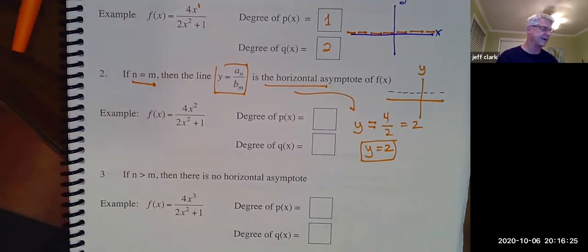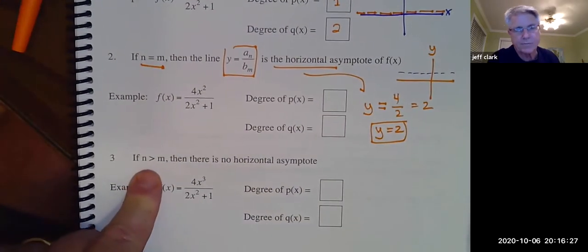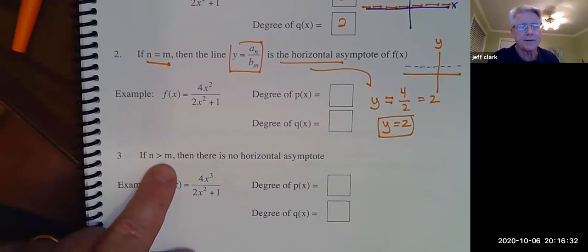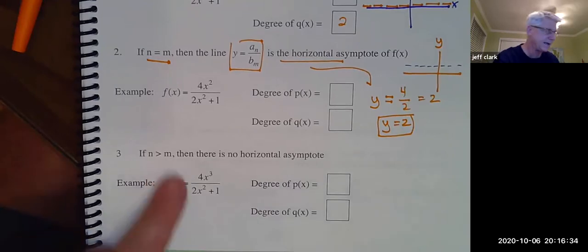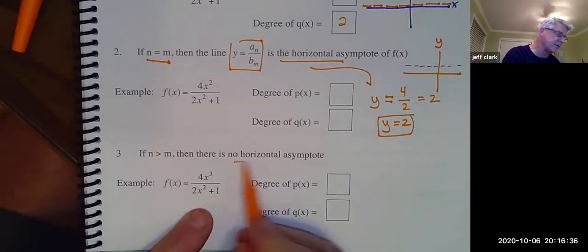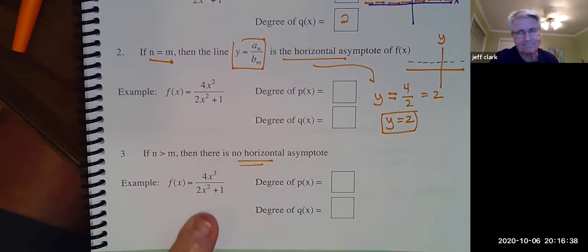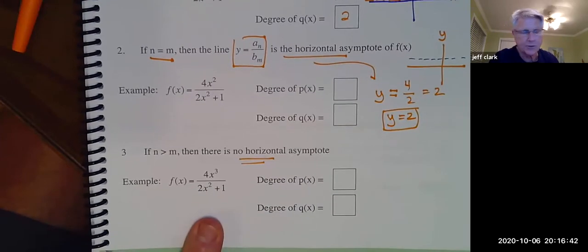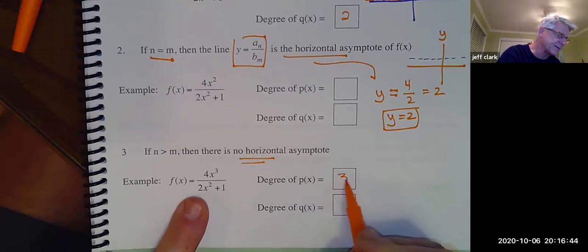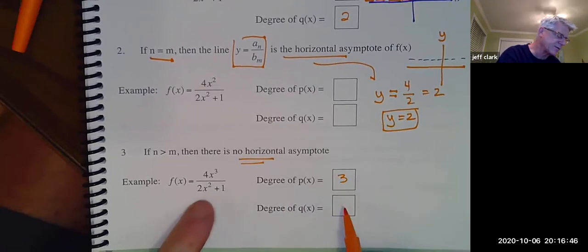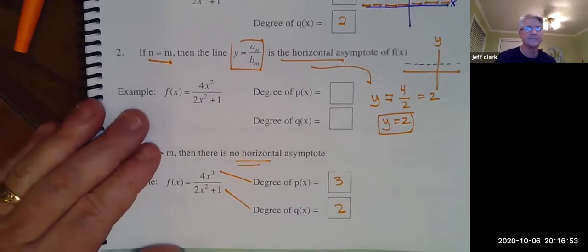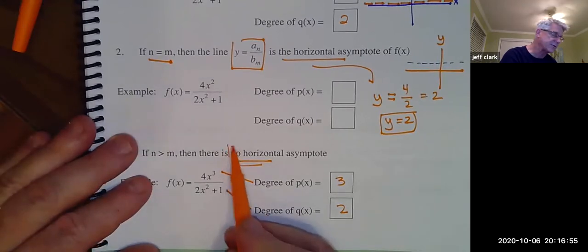And the last scenario is, what if the numerator is bigger, not the same, not smaller, but bigger than the denominator power? If it looks like this, there is no horizontal asymptote, none. So this page that I've just done is all about horizontal asymptotes. The degree of p of x is 3. The degree of q of x, which is down here, is 2. This one is p of x. This one is q of x. No horizontal asymptote on this one.